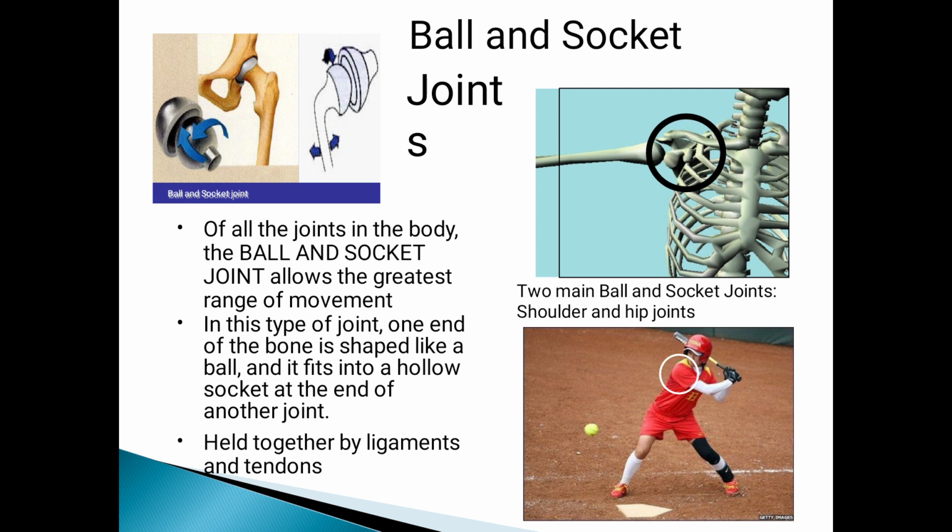one end of the bone is shaped like a ball and it fits into the hollow socket at the end of another bone. So if you consider the example of the shoulder, this ball of this arm bone, that is the humerus, will fit into this hollow region of the shoulder blade.